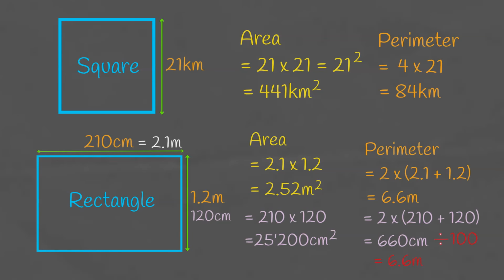But to change centimetre squared into metre squared, we have to divide by 10,000 because there's 10,000 centimetres squared in a metre squared. And if we do that, we get 2.52 meters squared. So it's the same as before. So as you can see, it doesn't matter which unit we use, we always get the same answer.